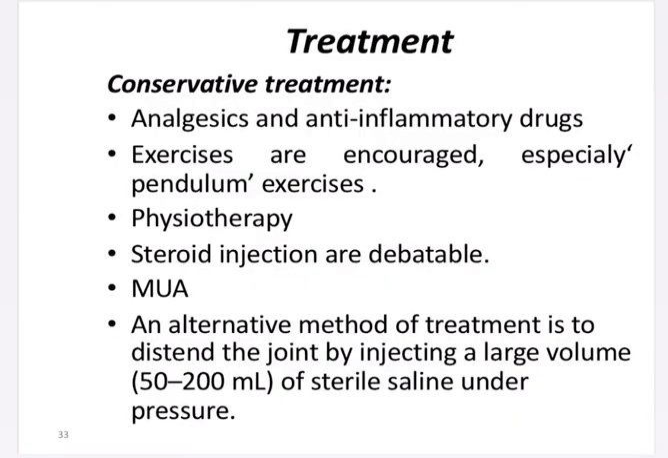Treatment is either conservative or operative. Conservative treatment is in the form of analgesia, exercise and physiotherapy, local steroid injection, and manipulation under anesthesia. An alternative method of treatment is to distend the joint by injection of a large volume, about 50 to 200 ml, of sterile saline under pressure. This injection of a large volume of sterile saline will distend the contracted capsule and permit good movement of the shoulder joint.